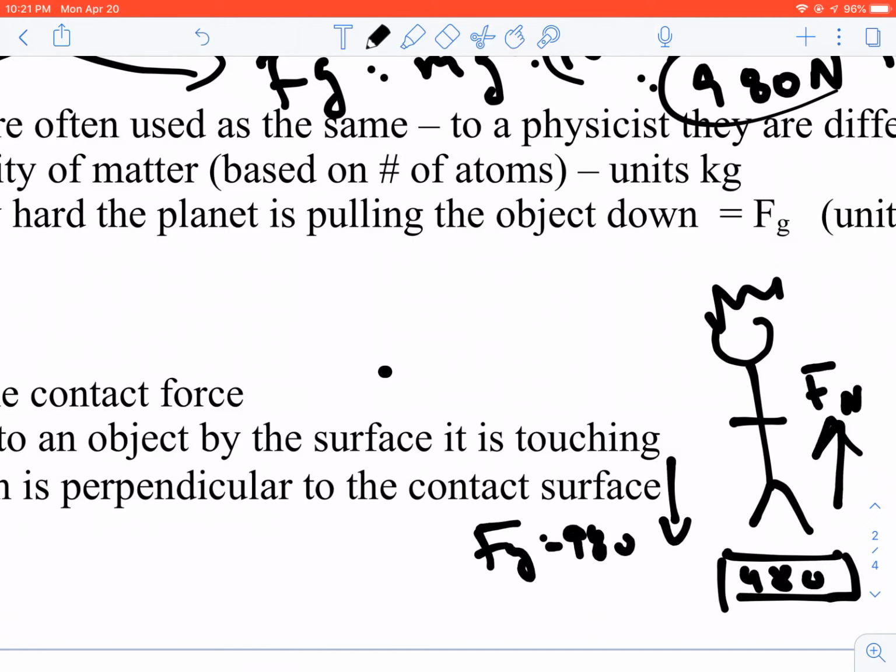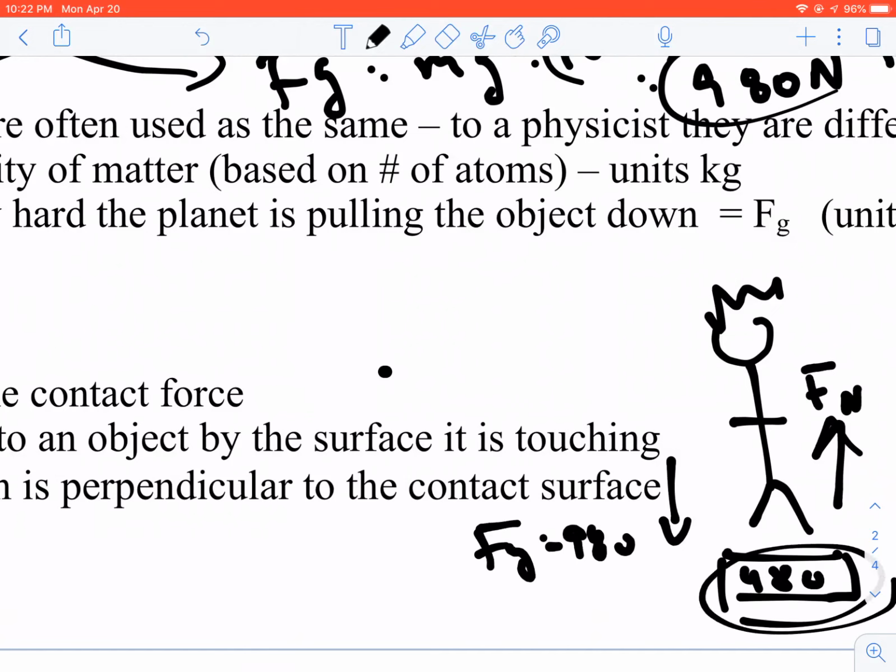If I'm leaning against the wall, the wall is pushing back on my hand with a normal force. The normal force is always a perpendicular force to the contact surface. Now, if I took that same person and put a knapsack on their shoulders that had a mass of 10 more kilograms, or about 100 more newtons of weight, and they now go up to 1,080, what those scales are going to read now is 1,080, because the planet is pulling down on the person and their knapsack with 1,080. The scales are pushing back with 1,080.